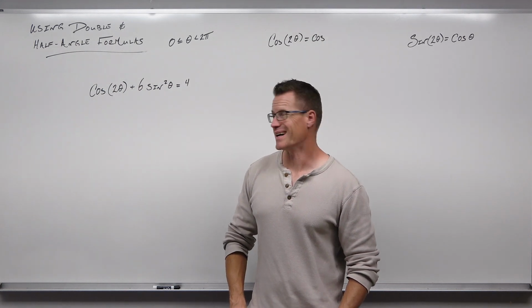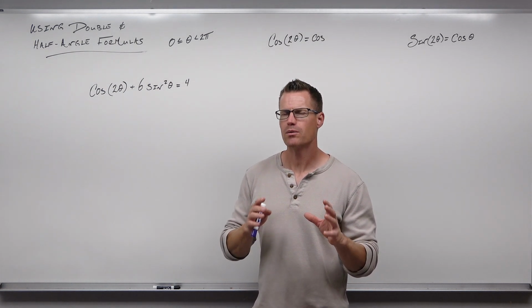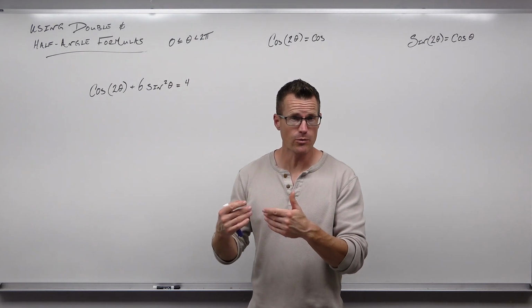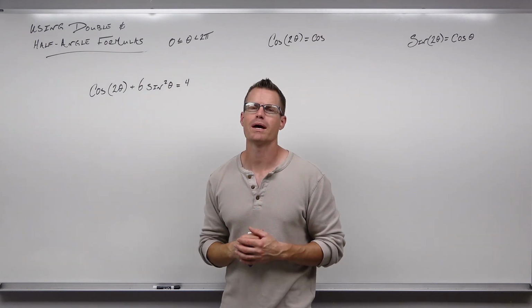So cosine 2 theta, I don't really like it. The sine squared theta, I don't really want to change that into a double angle because they're a little bit harder to deal with. So maybe I'm looking here and I change that out of a double angle.